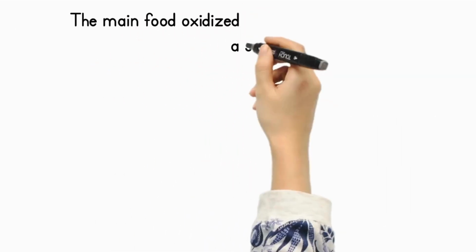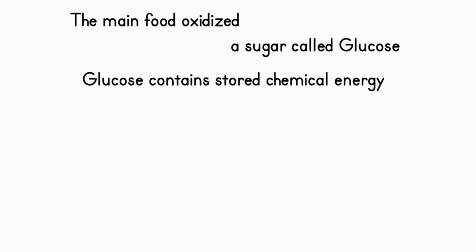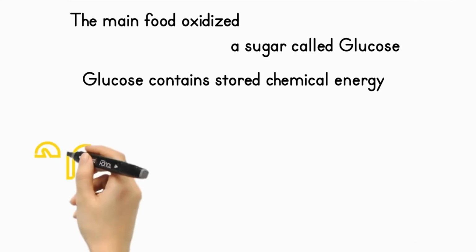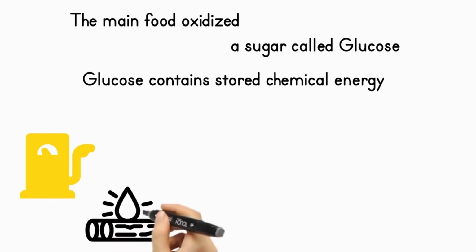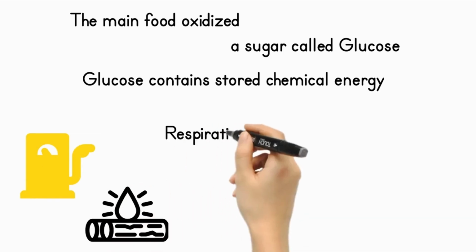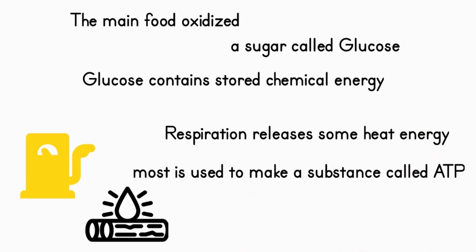The main food oxidized is a sugar called glucose. Glucose contains stored chemical energy that can be converted into other forms of energy that the cell can use. It is rather like burning a fuel to get the energy out of it, except that burning releases most of the energy as heat. Respiration releases some heat energy, but most is used to make a substance called ATP.